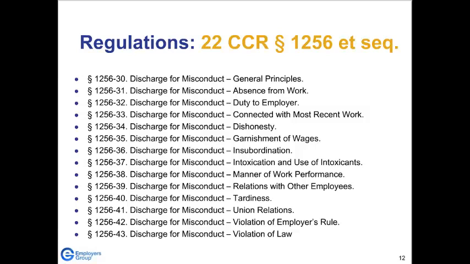In fact, the federal law has federal regulations as well. Those are called the Code of Federal Regulations, so it's CFR instead of CCR. We have California Code of Regulations, but Title 22 is where we find the unemployment insurance regulations. So you see 22 CCR and then the section 1256. Or if you want to look for any one of these regulations, just enter 22 CCR and then the number, 1256-30 for general principles regarding misconduct. You can just Google that and it'll come up, no problem. All right, I apologize, that was a quick aside.